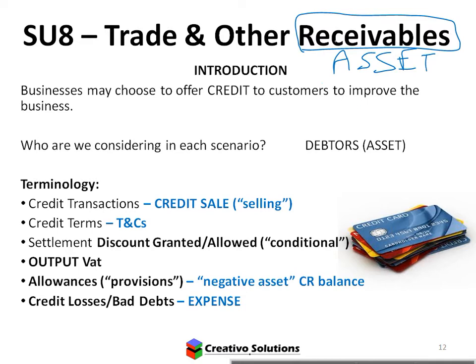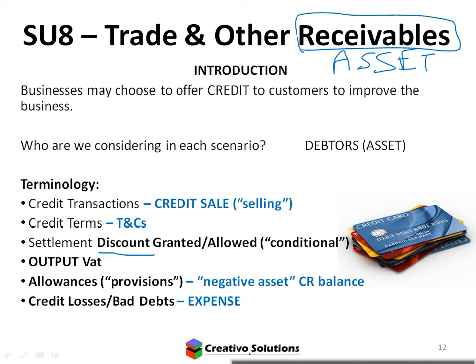Right, so I've given you some terms here that come out in the chapter. They talk about credit transactions, which is a credit sale because I'm looking at a receivable, not a payable. Trade payables is a separate chapter altogether. We'll discuss that when we get there. Right now, we're focusing our attention on our debtors. Credit terms apply because you're going to have T's and C's. What interest am I going to charge on those accounts? When must they pay, etc.